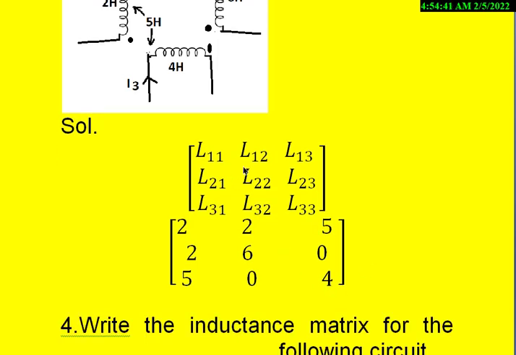And then L13 means the mutual inductance between coil 1 and coil 3 is 5. Because in both the cases current leaves the dot, the sign of this will be positive as per the first law of the dot rule. Then L21 is nothing but L12, so we repeat here. Then L22 is already covered.